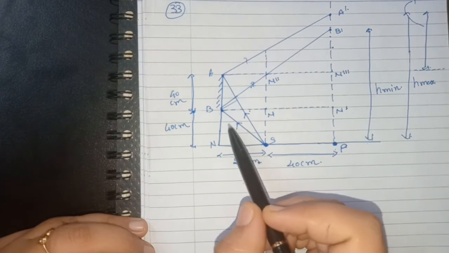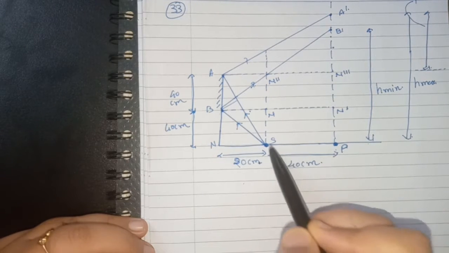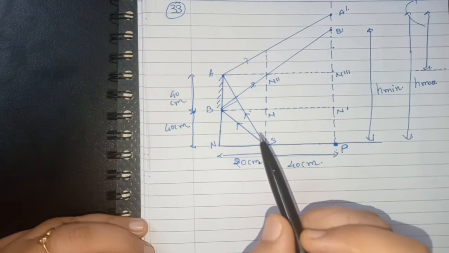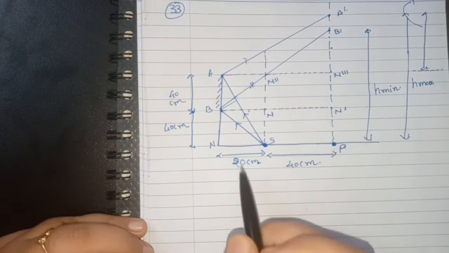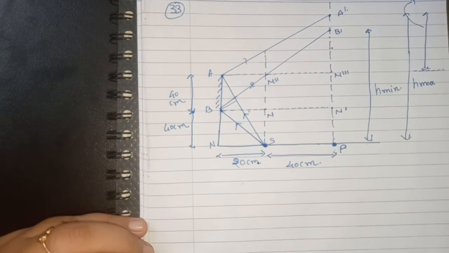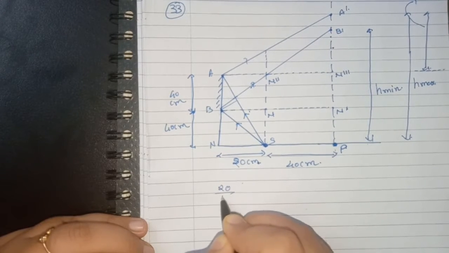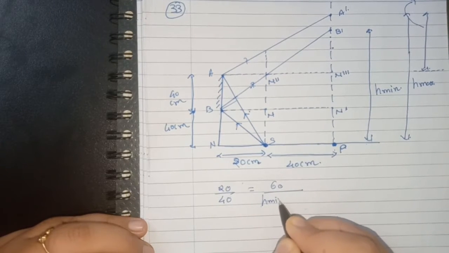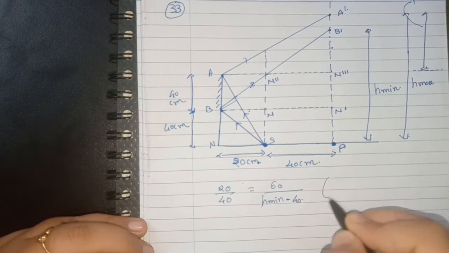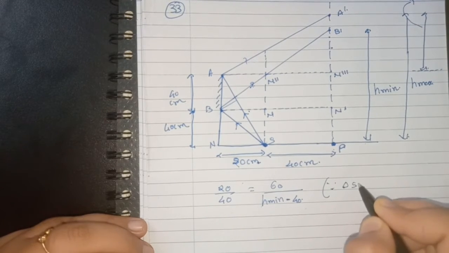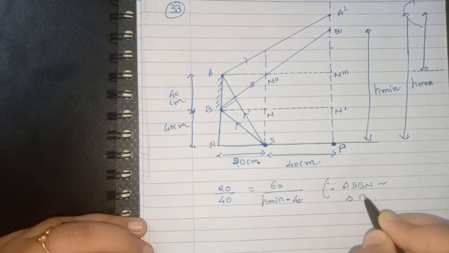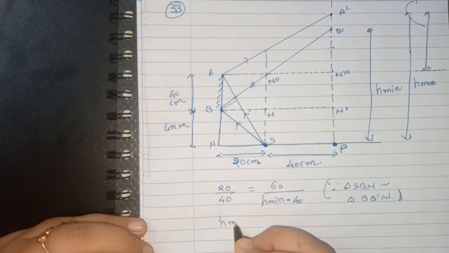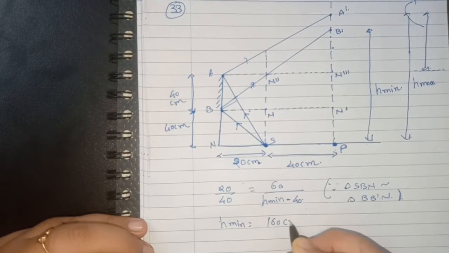So from the right angle triangle SBN and BB dash N dash, we can write 20 divided by 40 is equals to 60 divided by H minimum minus 40. This is written from the similarity of triangles SBN and triangle BB dash N. From this we can find H minimum as 160 centimeter.